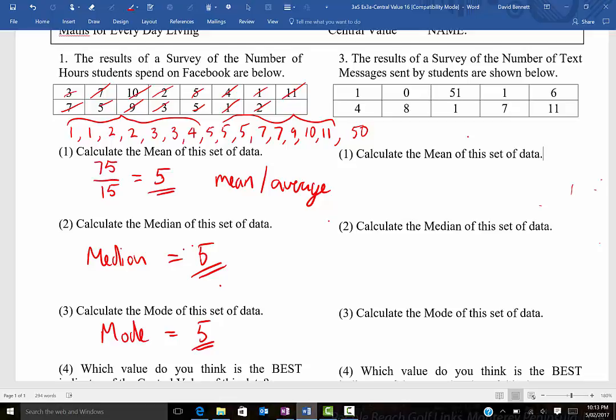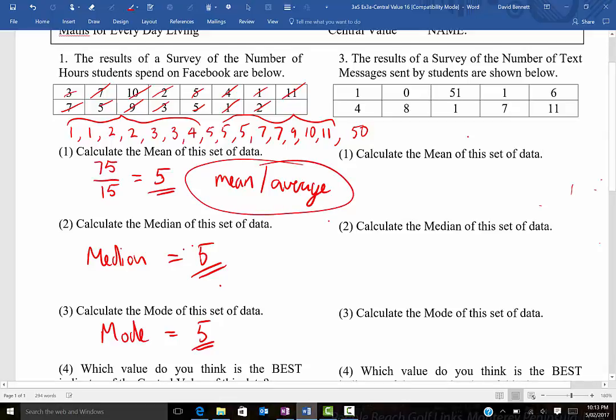But quite often the mode's not normally a very good measure of the median or the average. Alright, so just be aware that the mean can be affected by what we call an outlier. The median is not necessarily going to be affected by that.